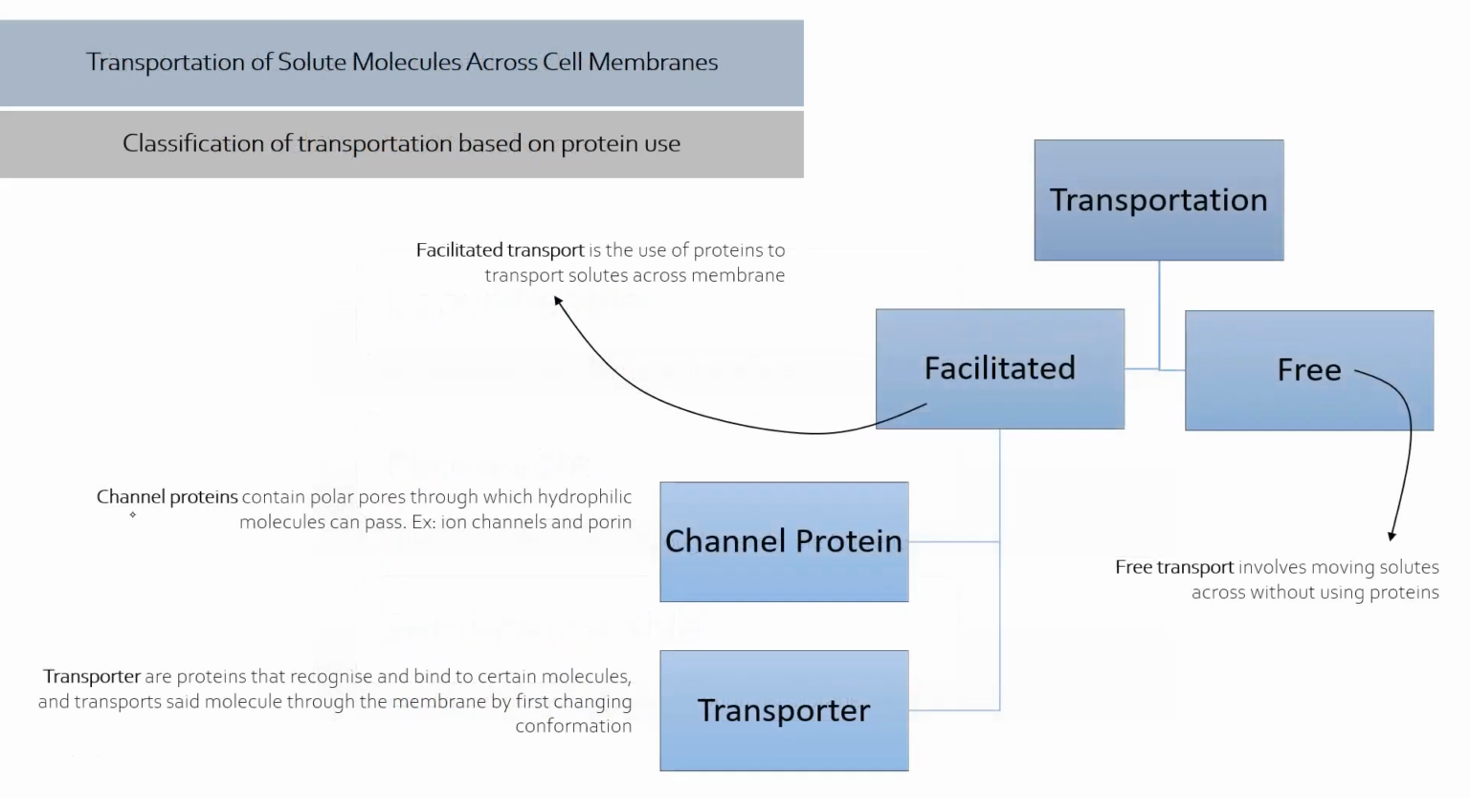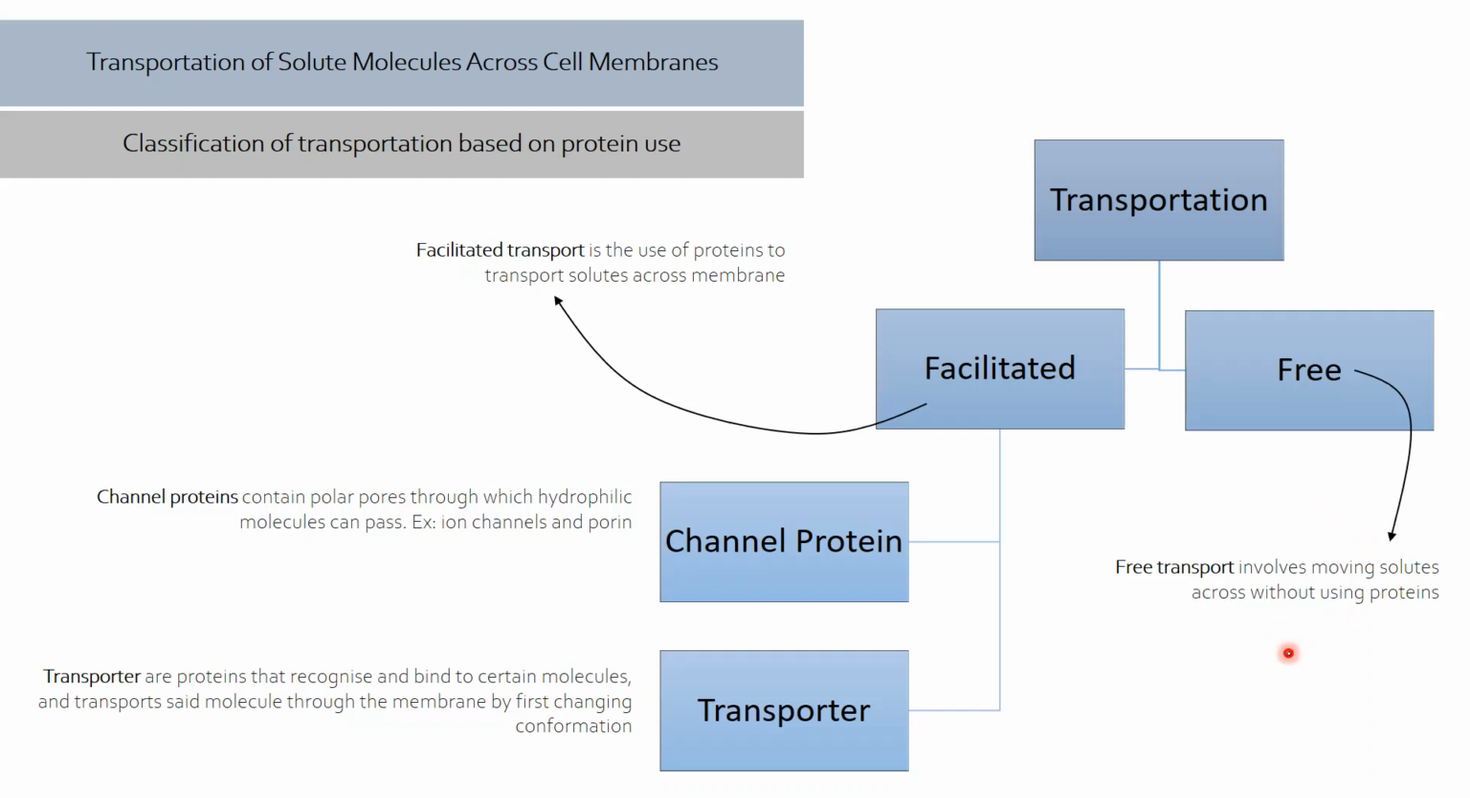Now, this brings us to transportation across cell membranes. So when we talk about how a solute or a solvent is transported into a cell or outside of a cell, then there's two different types of transportation, whether or not we are using a protein helper. So if you need help from a transporter protein, then that transportation is facilitated. If you don't need help from a transporter protein, then it's a free transport, meaning that solutes move across freely without the use of a transport protein.